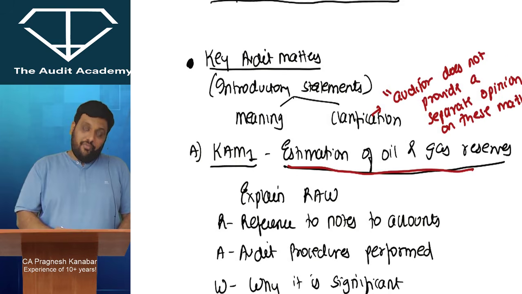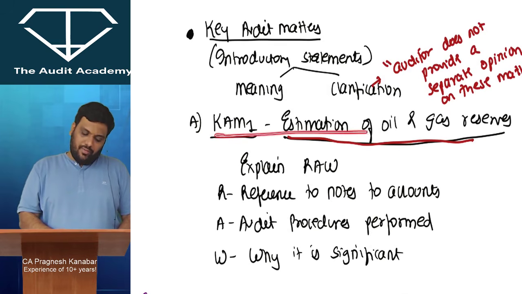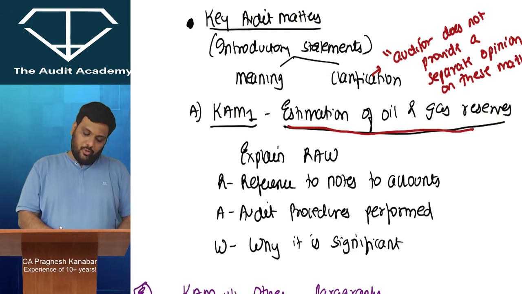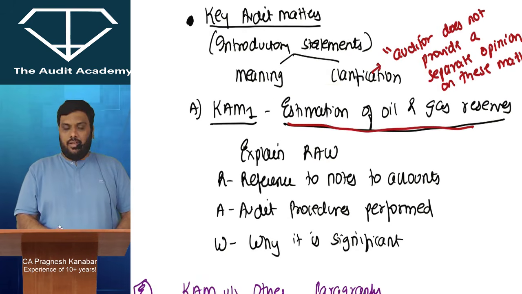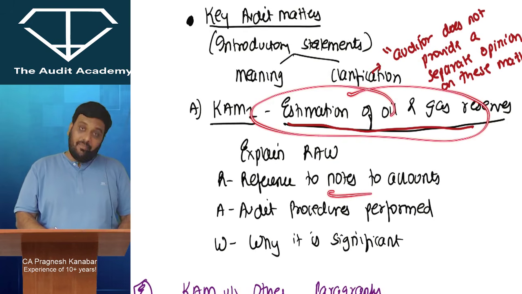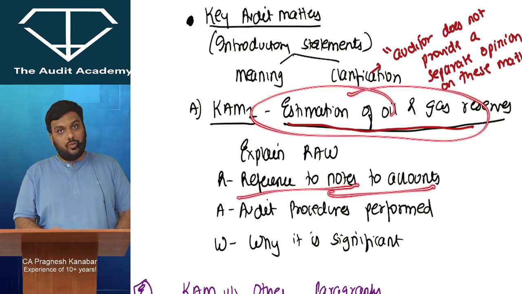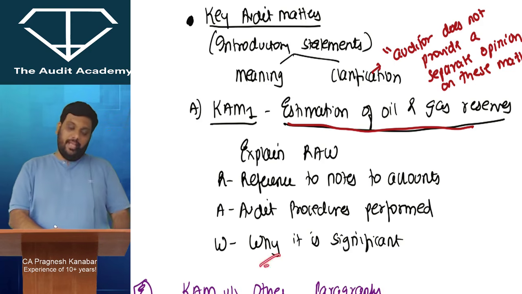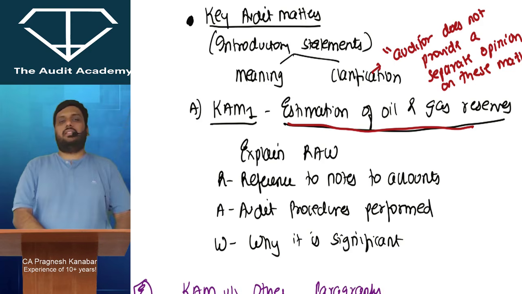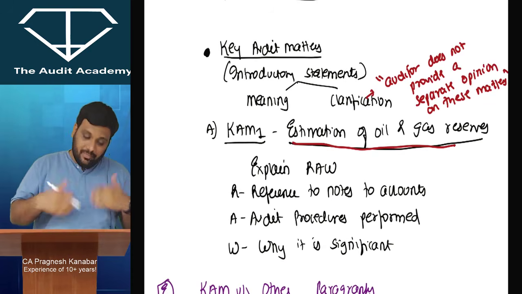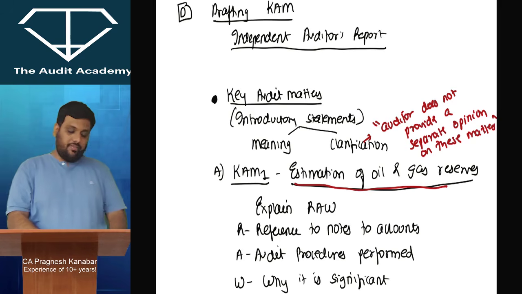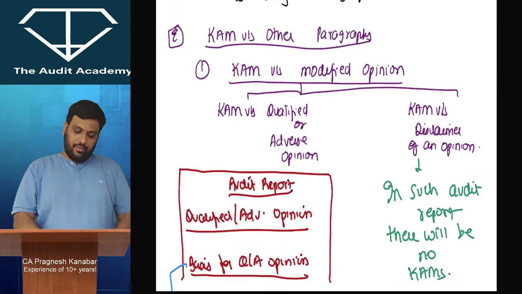Then for each key audit matter, we are supposed to give a heading, like estimation of oil and gas reserves. Then we are supposed to explain where this particular item can be found in the notes to accounts, so a reference to the notes to accounts. Then A for audit procedures that we have performed, and W for why it is a significant matter. These many things we need to explain in the drafting of the key audit matter paragraph. I hope I am clear with this.